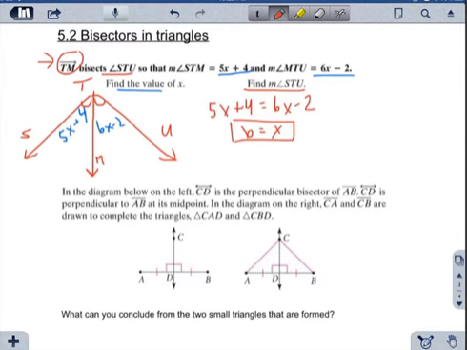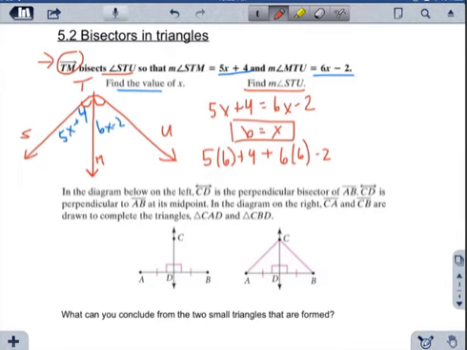Since I know that x is 6, all I really have to do is plug in that value for 5x plus 4 and 6x minus 2, and then add those smaller angles together to find the overall measure of the larger angle. So I'll do that. I'll take 5x plus 4, plugging in 6 for x, and add the value of the other angle, 6x minus 2.